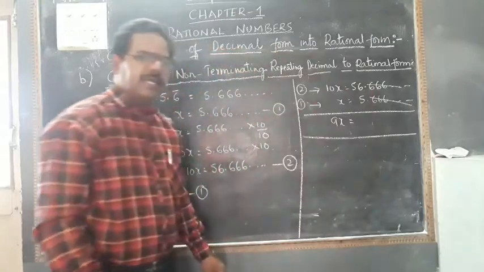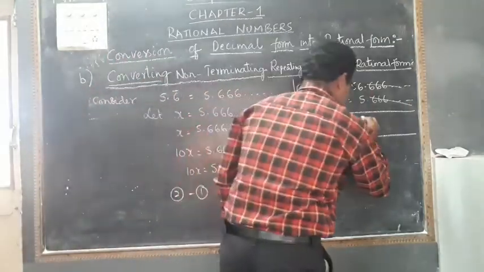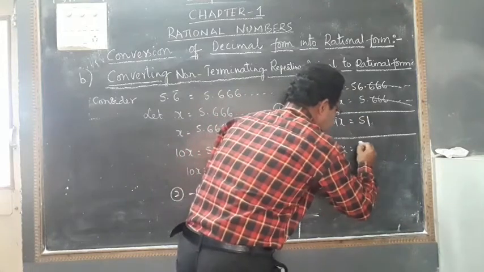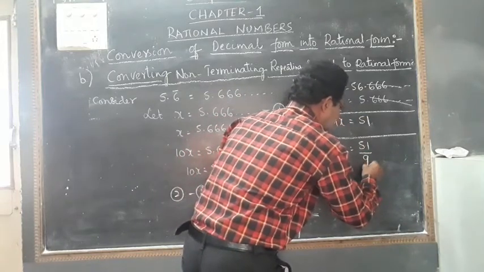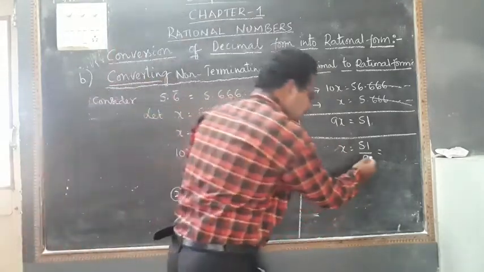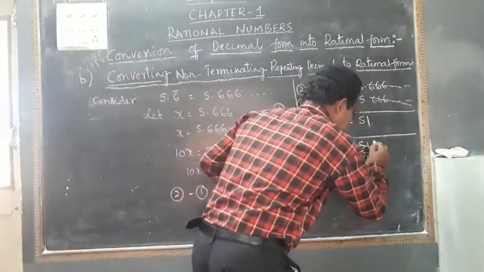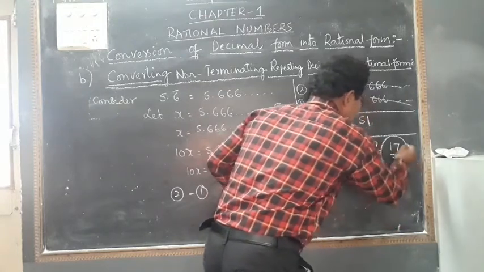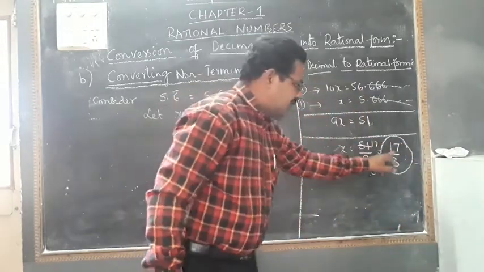So 56 minus 5, that is equal to 51. 9x is equal to 51. Now x is equal to 51 by 9. 51 by 9 can be simplified with the 3 table. 3 threes are 9, 3 seventeens are 51. The answer is equal to 17 by 3. So x is equal to 17 by 3.